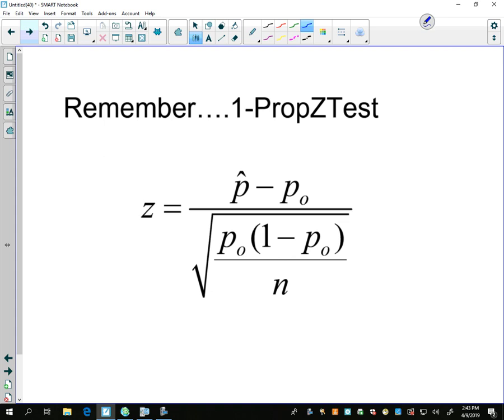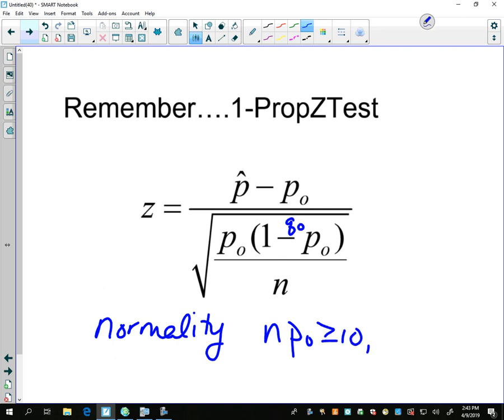Okay, so now let's also remember how we did a one prop z test. And again, that's what you press in your calculator. With testing, we're trying to find evidence against the null. So the test statistic is z equals p hat minus p naught divided by the square root of p naught q naught all over n. Now we use p naught as opposed to p hat because you're testing a claim here. And the normality condition would be n times p naught is greater than or equal to 10, and n times q naught is greater than or equal to 10.